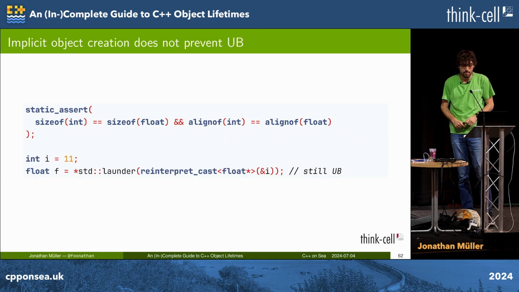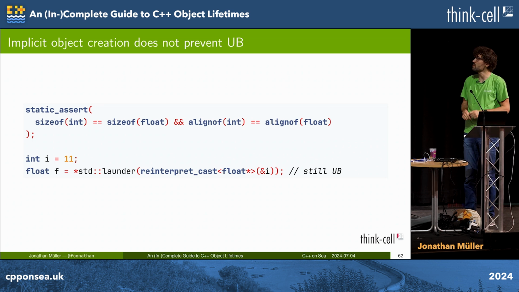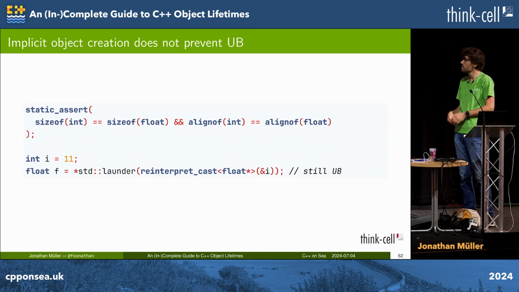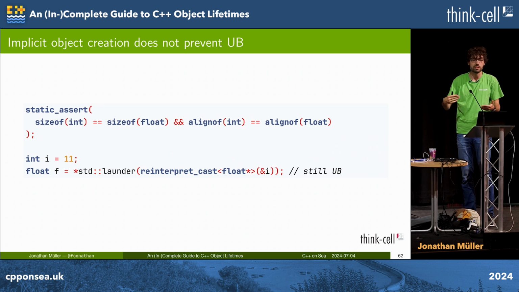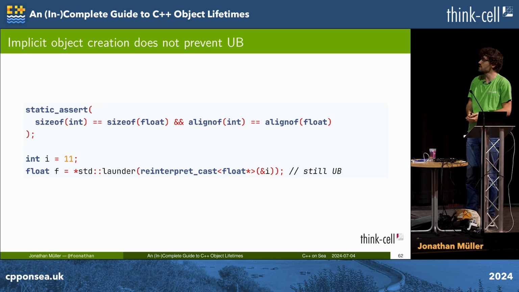Now, just like launder, implicit object creation does not prevent undefined behavior. So if we just have an int and we reinterpret cast to a float, this is still undefined behavior. Right? Because the reinterpret cast isn't the operation that implicitly creates objects. It's the other set of operations. The reinterpret cast just triggers the time travel to go back to the other place to create the object. But here the compiler cannot create an object implicitly because we don't have one of those magic operations. So this is still undefined behavior.